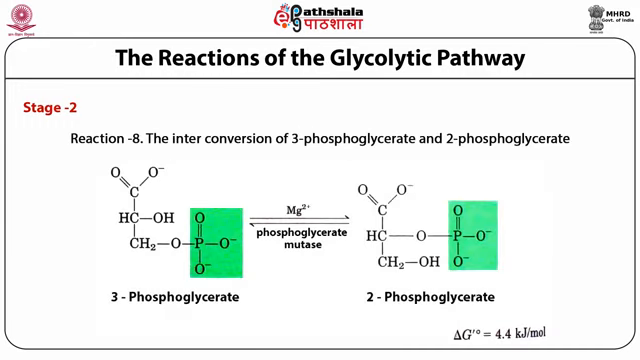This is reaction 8 of stage 2, the interconversion of 3-phosphoglycerate and 2-phosphoglycerate. The reaction is catalyzed by the enzyme phosphoglycerate mutase. This reversible reaction has a change in standard free energy of 1.1 kilojoules per mole. This reaction generates a compound, 2-phosphoglycerate, that can be converted to phosphoenolpyruvate in the next reaction, in preparation for a second substrate level phosphorylation that generates ATP in step 10.